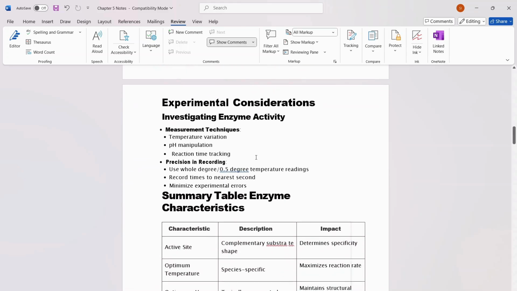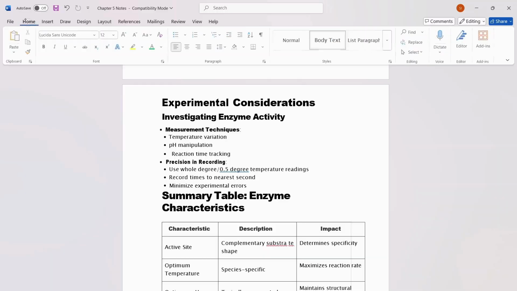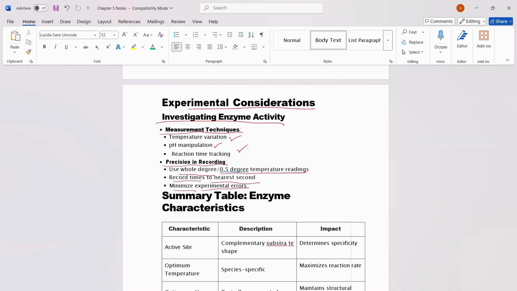Alright, now let's talk about experimental considerations: investigating enzyme activity. Measurement techniques include temperature variation, pH manipulation, and reaction time tracking. Precision in recording: use whole degree or 0.5 degree temperature readings, record times to the nearest second, and minimize experimental errors.